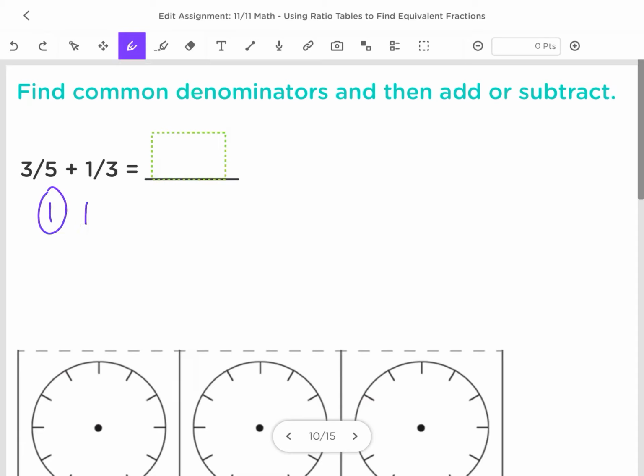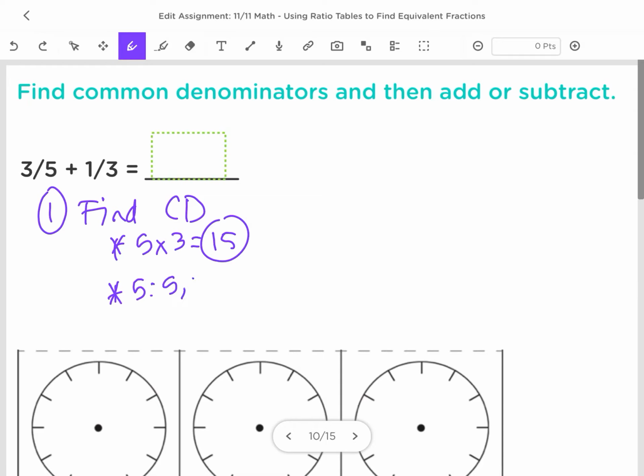So step 1, find common denominators, or CD. I can do 5 times 3, and I would get 15. Or I can do my multiples. Multiples of 5 would be 5, 10, 15. Multiples of 3 would be 3, 6, 9, 12, 15. Again, we see our lowest common multiple is 15.